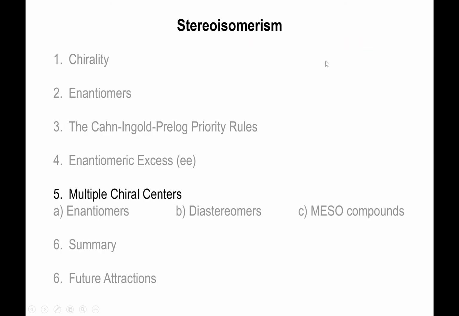Okay, so this concludes this video. In the next one, we're going to talk about the situation where there are multiple chiral centers present in a molecule.